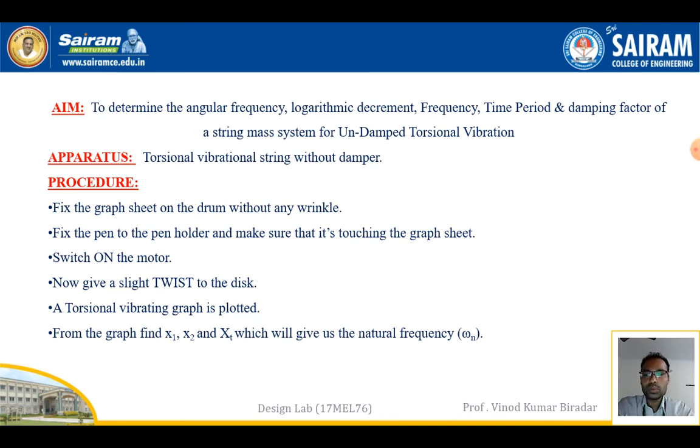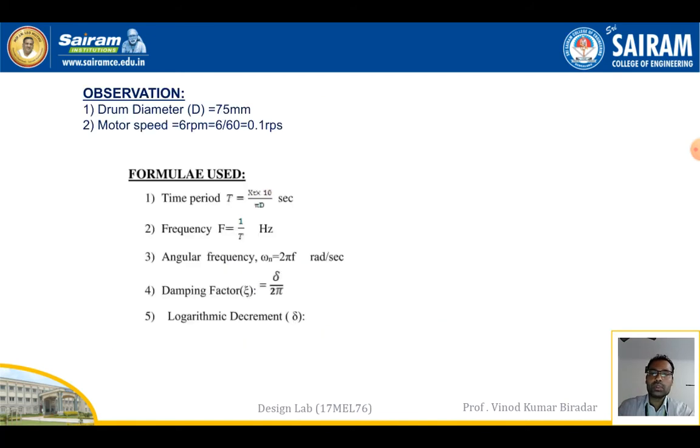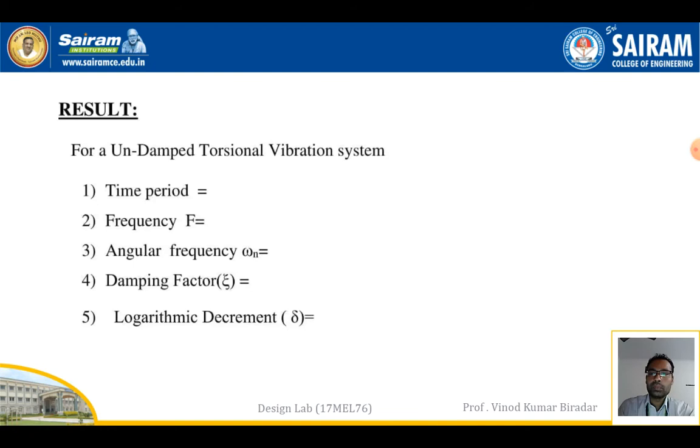From that you are going to note down the values x1, x2 and xt, and from that you are going to calculate the natural frequency. These are the observations given in the question: the drum diameter d is equal to 75 mm and motor speed is equal to 6 rpm, that is 0.1 rotation per second. These are the formulas we are going to use to solve the equations. For the result, write as usual for undamped torsional vibration once you calculate those values.